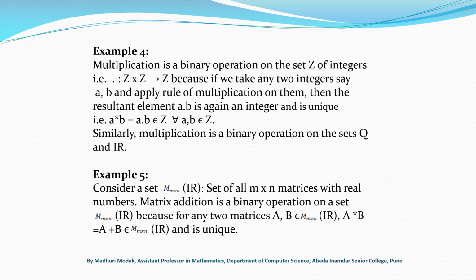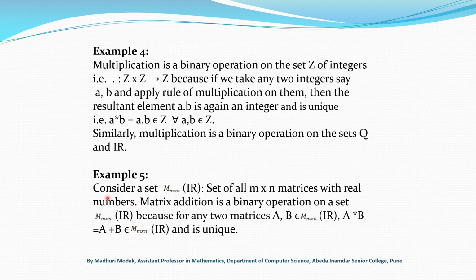Now see multiplication. Just check, if you multiply any two integers, then what is the answer? Again it is an integer and it is a unique number. So multiplication of two integers is a unique integer. So we can say that multiplication is also a binary operation on Z. Similarly, multiplication is a binary operation on Q, the rational number set, and R, the real number set.